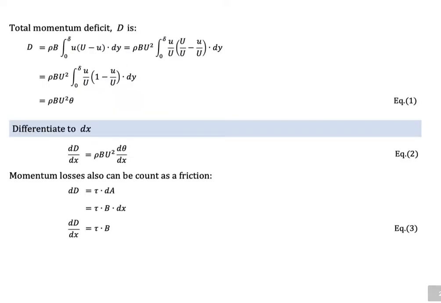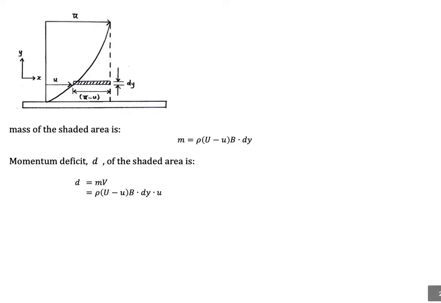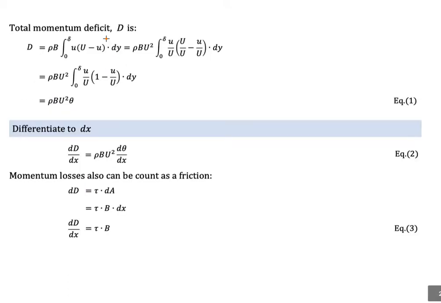So, this is the deficit momentum for only one small area. If we calculate all the value of this one, we do the integral process. We integrate small d, so it will become the total momentum deficit.